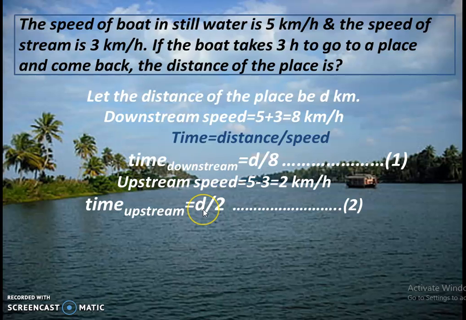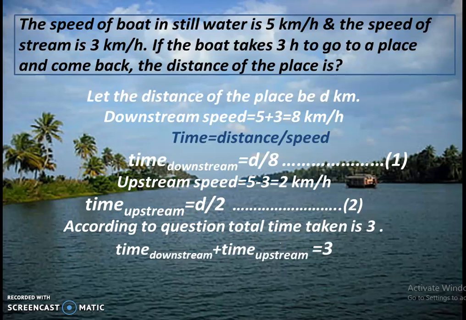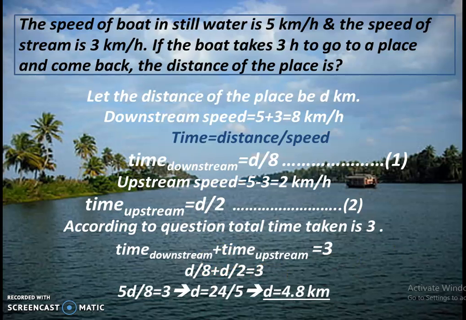So this is the time taken by the boat to go upstream, and this is the time taken by the boat to go downstream. Now according to the question, total time taken by the boat to go downstream and upstream is 3 hours. So the sum of this time and this time will be 3, right? So after adding d upon 8 and d upon 2, it will be 3. So after calculating this, the value of d is 24 upon 5, that is 4.8 km. So this is the distance of the place, right?